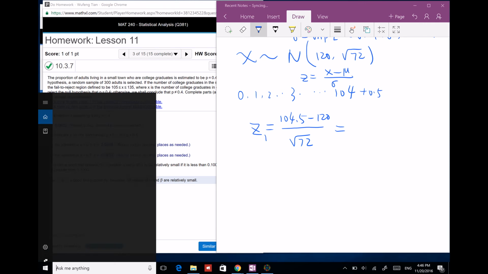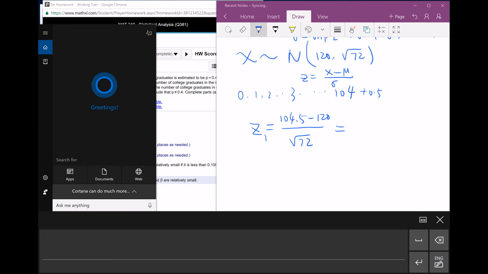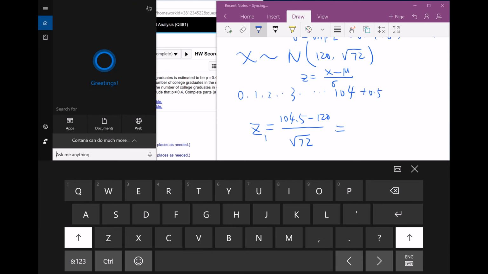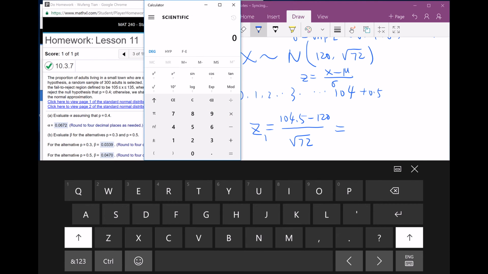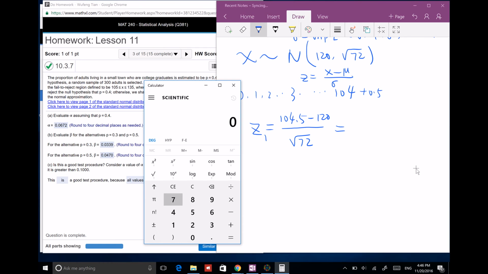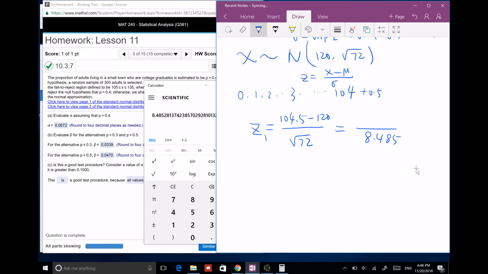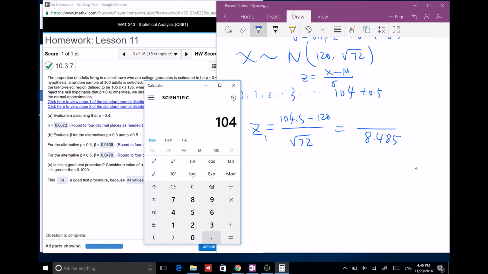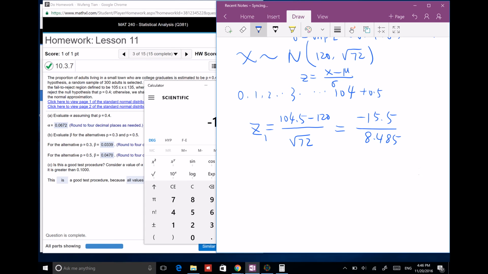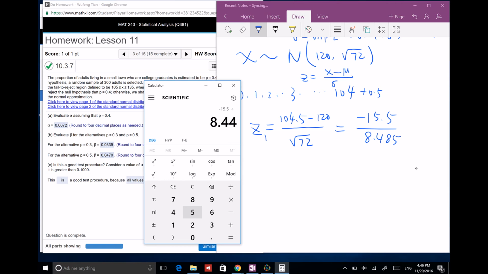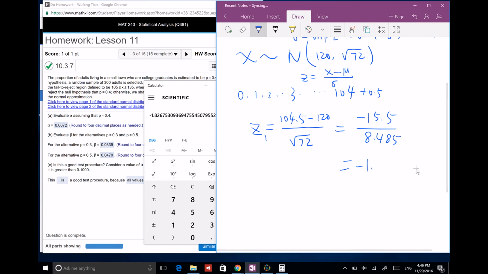Let me find the calculator. The square root of 72 is 8.485. 104.5 minus 120 equals negative 15.5. So we divide by 8.485, which equals negative 1.83.